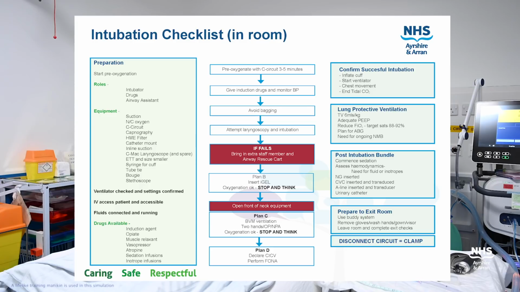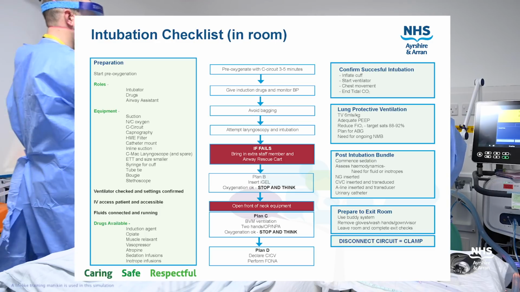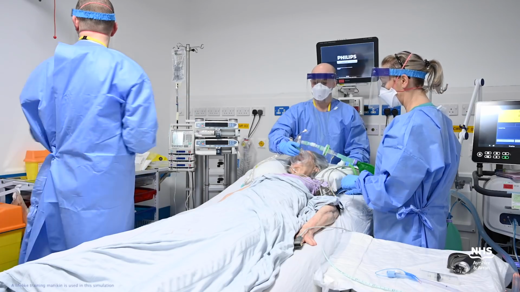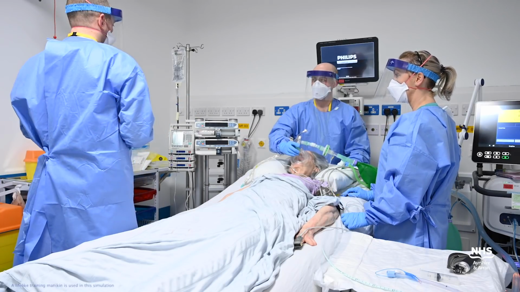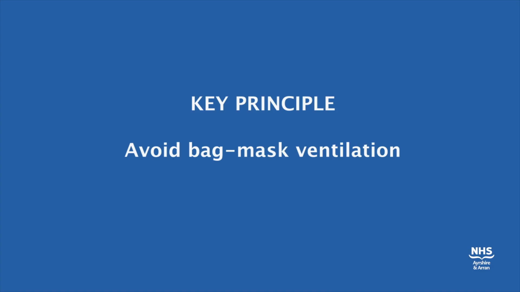Important points to note in the intubation checklist include role allocation, equipment checking, and a run-through of drugs that are going to be used. The plan for a failed intubation should also be discussed prior to commencing the intubation. A key principle is that bag mask ventilation should be avoided.